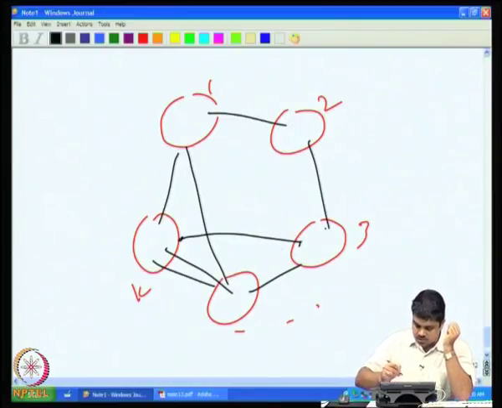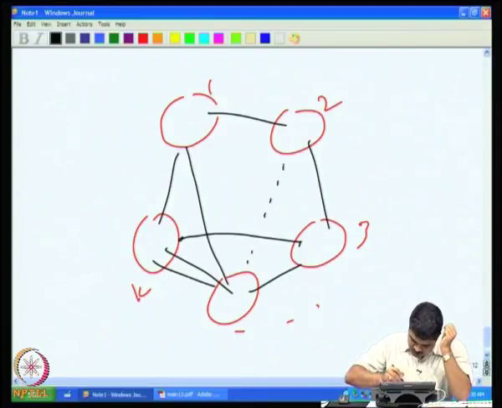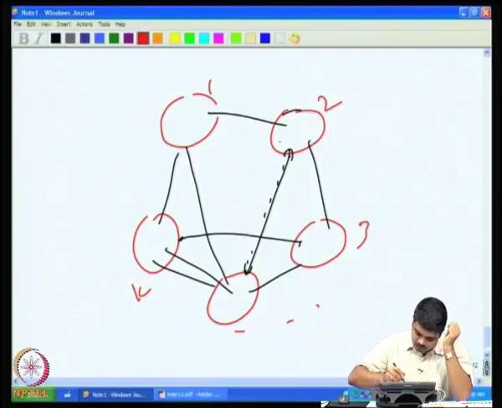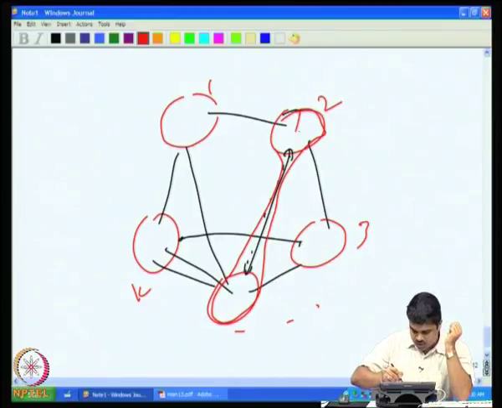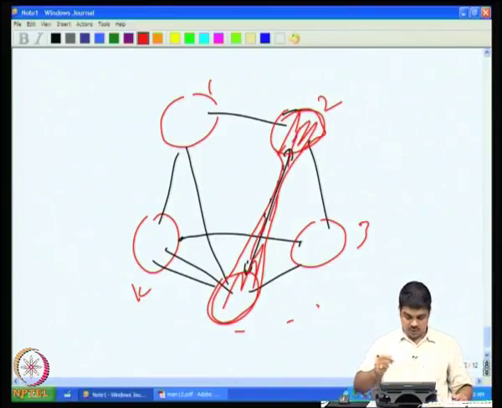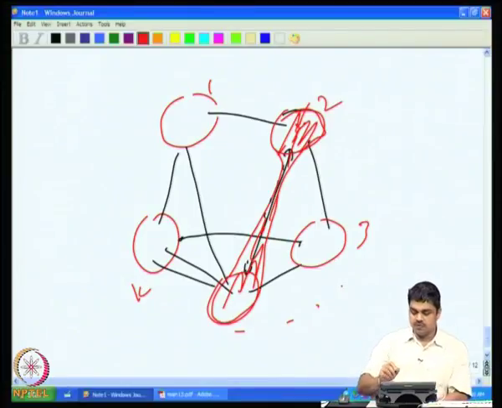Suppose it is possible that there is no edge between these two color classes. Then I would say you merge these two color classes and make it a new color class together, because anyway there is no edge between them. Why do you want to give two different colors to the vertices of this and this? So what we infer is that between any two color classes there is an edge.